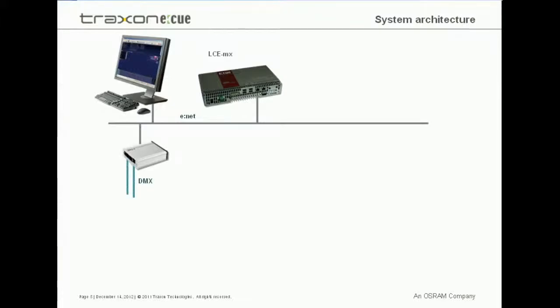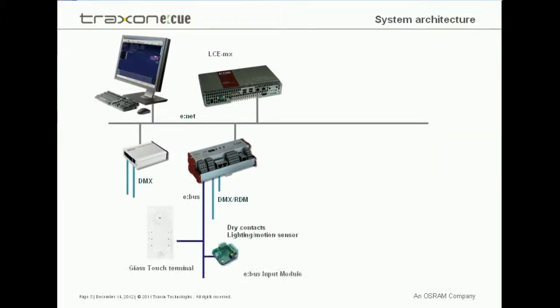Output to the DMX world is realized via a Butler, which has an eNet interface on one side and two DMX universes on the other side. Another possible interface to the DMX and RDM world is the Butler XT2, and this has not only two DMX outputs, it also has dry contacts, it has an RS232 interface, and it has the eBus interface, which is a very simple two-wire interface to connect user terminals or interfaces like the eBus input module, which has dry contacts and interfaces to lighting and motion sensors.